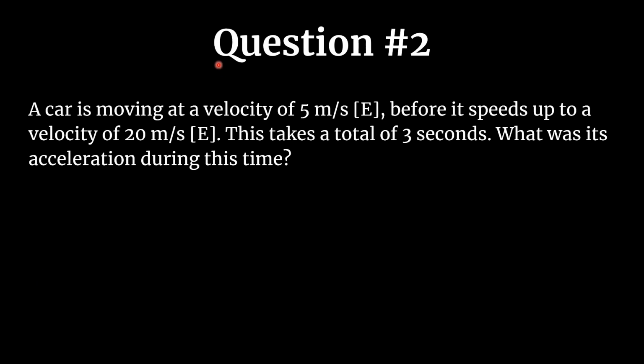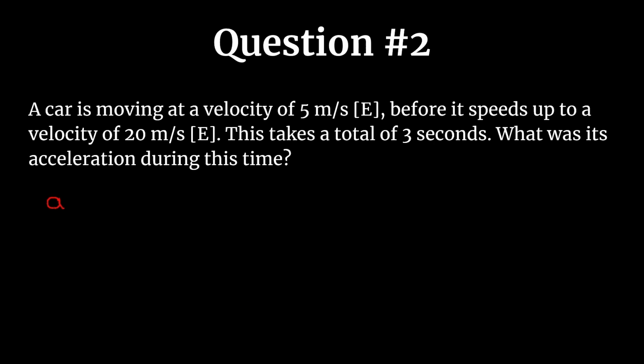Let's work on this question now. A car is moving at a velocity of 5 meters per second east before it speeds up to a velocity of 20 meters per second east. This takes a total of 3 seconds. With this information, what was its acceleration during this time?